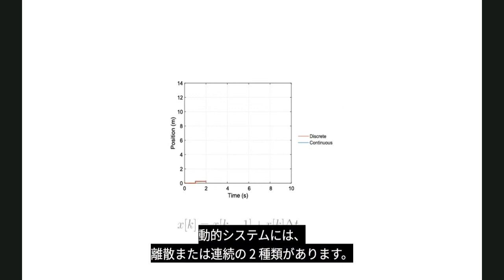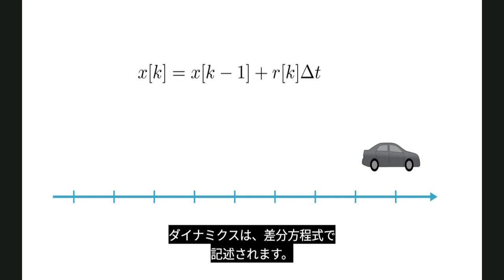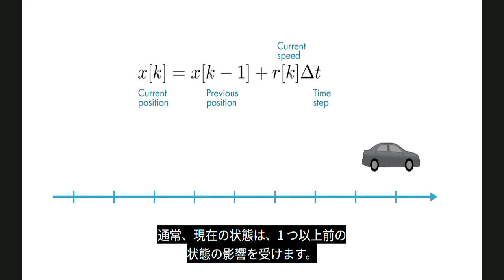Dynamic systems can be discrete or continuous. With discrete systems, we monitor the states at specific time points. The dynamics are described by difference equations. The current state typically depends on the time history of one or more past states.